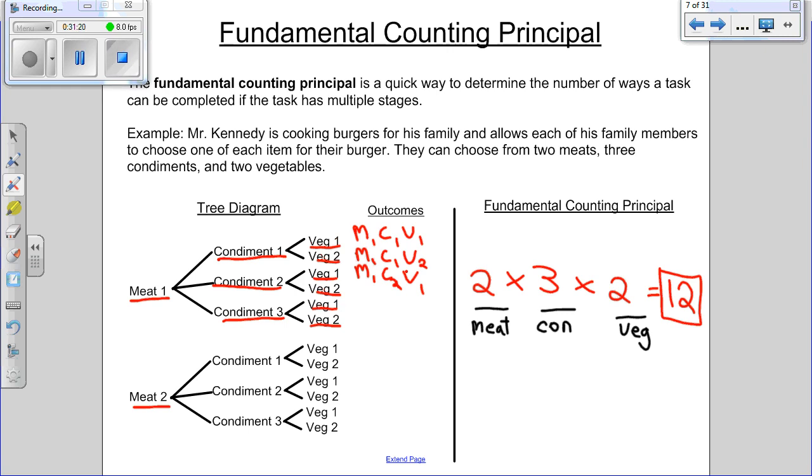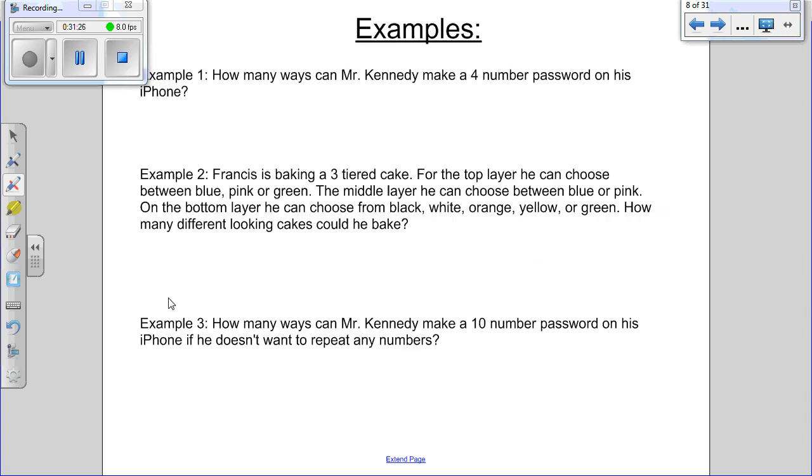Examples of how this goes, because these get confusing, they get big. Example 1. How many ways can Mr. Kennedy make a 4-number password on his iPhone? There's 4 spots. In mine I'm only making a 4 digit: 1, 2, 3, 4. Each represents a spot in the passcode.